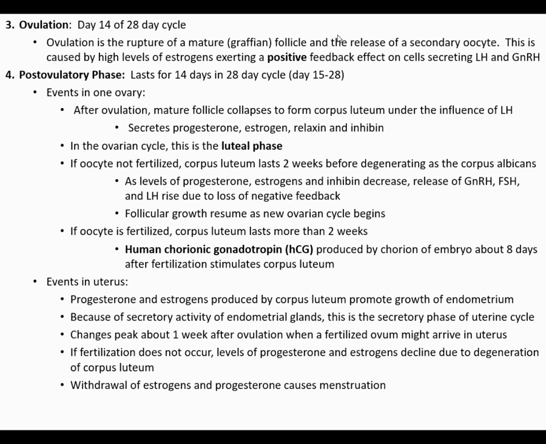Okay. Day 14 of the 28-day cycle is where ovulation occurs, the rupture of that mature Graafian follicle, and the subsequent release of the secondary oocyte into the uterine tubes. Okay. Why? Because of the hormones estrogens and luteinizing hormone.